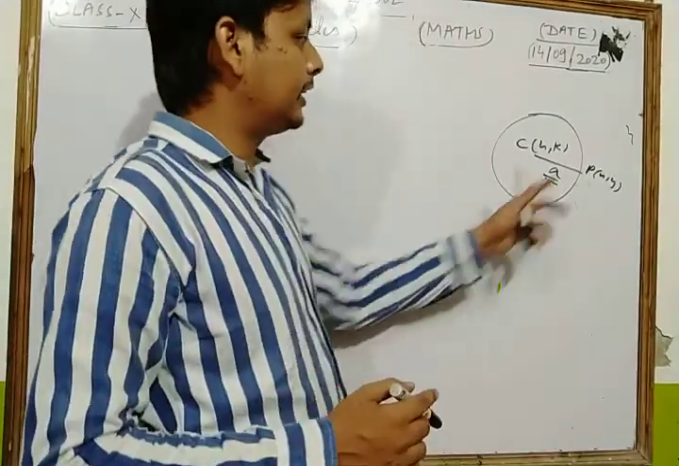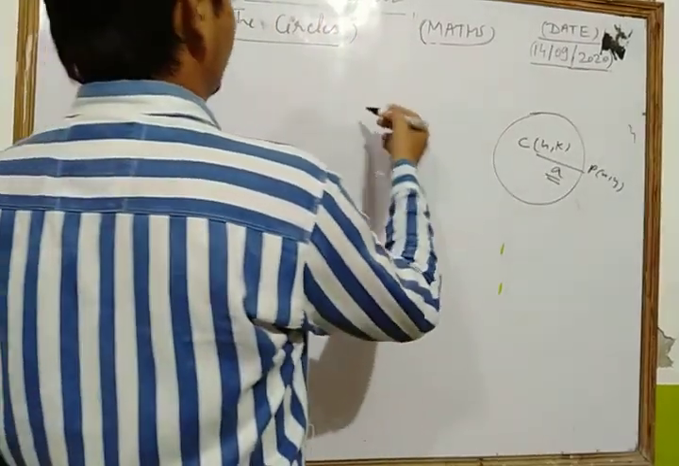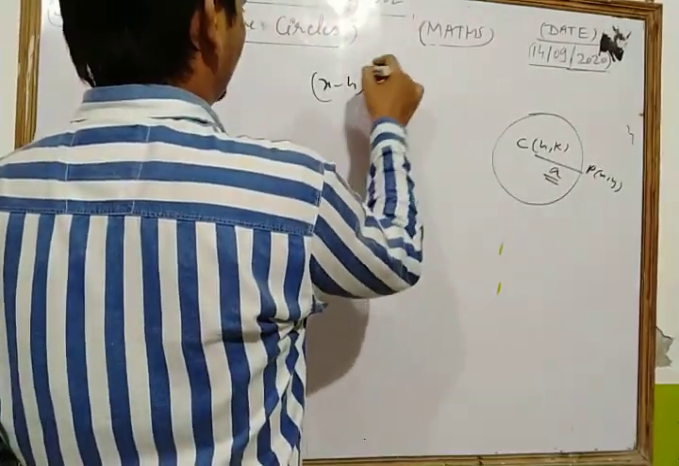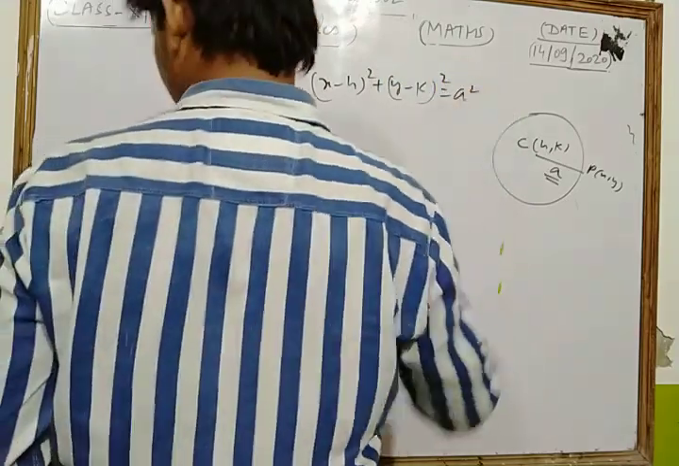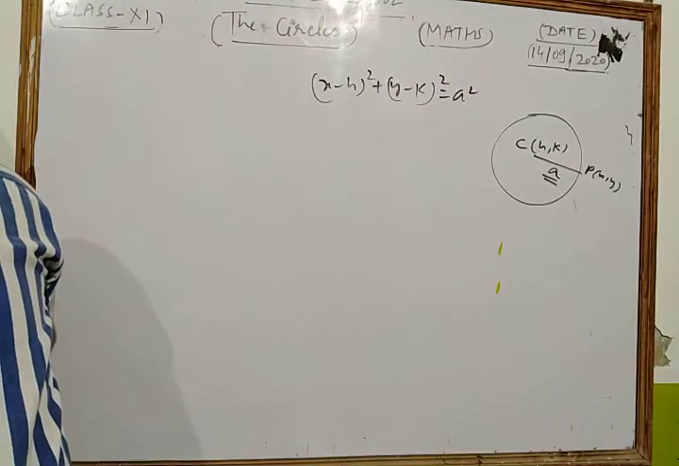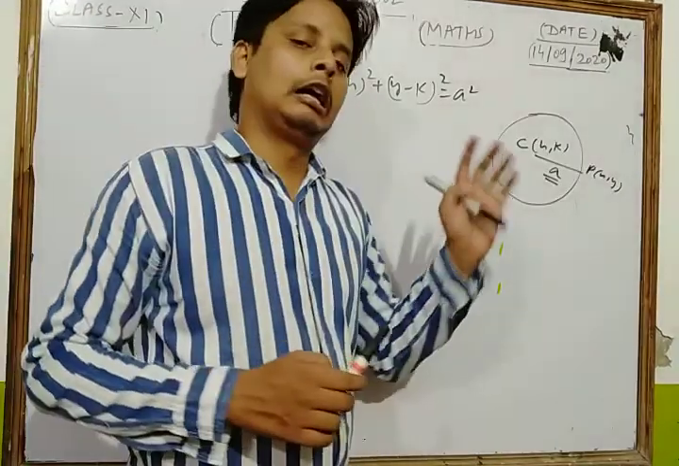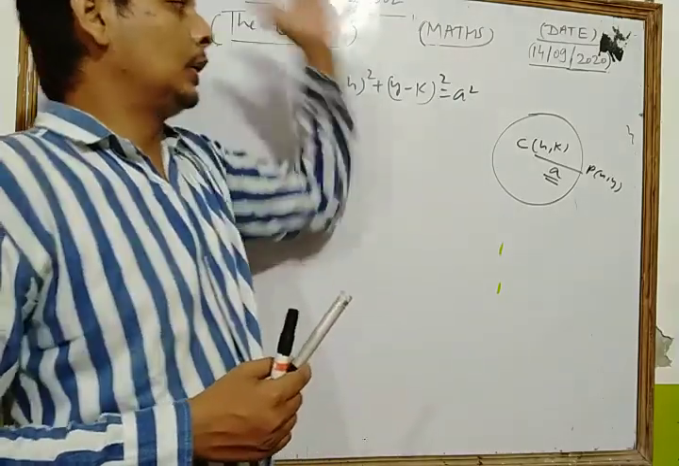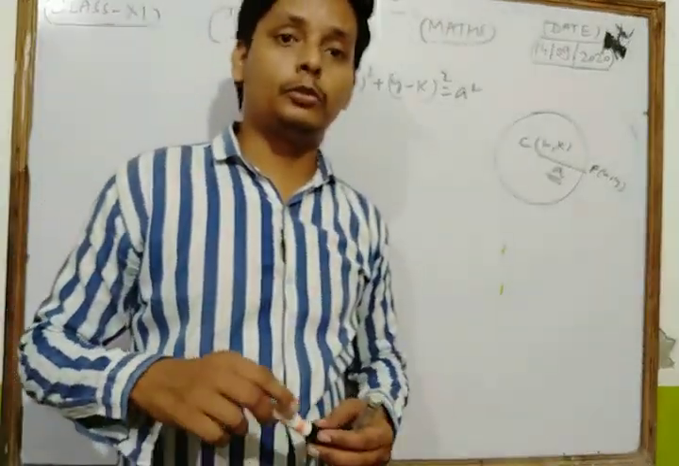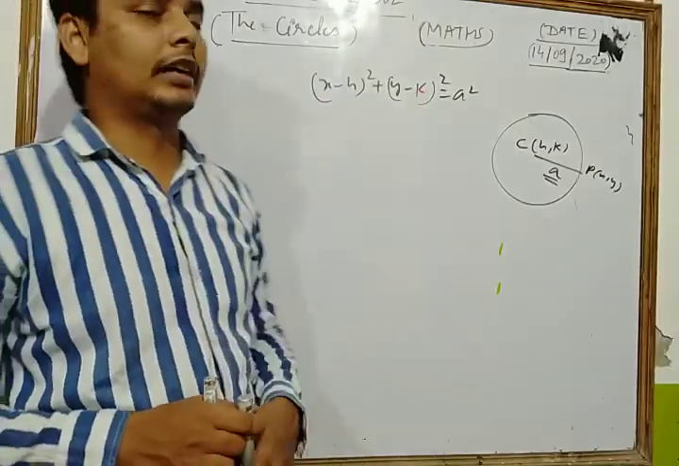the standard equation of a circle will be what? (x minus h) whole square plus (y minus k) whole square is equal to a square. Okay, dear students, this topic was discussed in the previous class, and we solved some important questions of the NCERT exercise based on that formula.